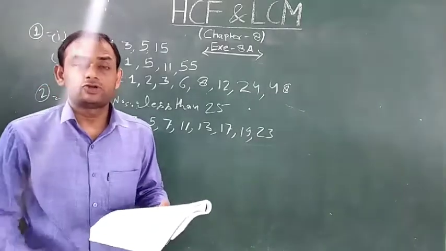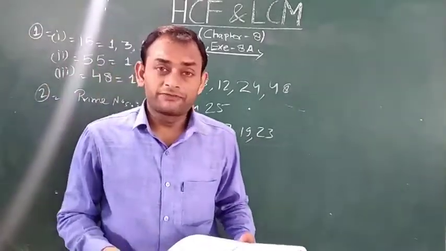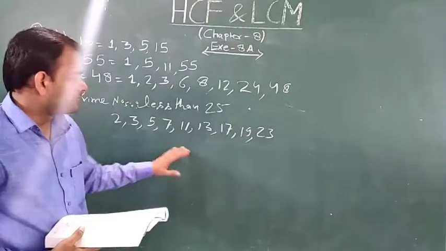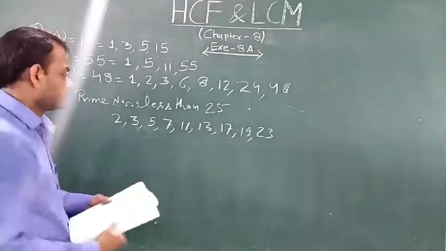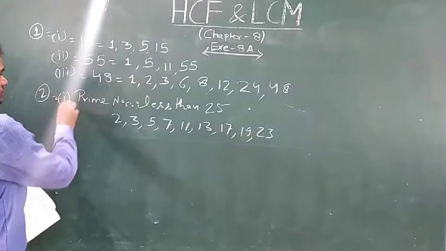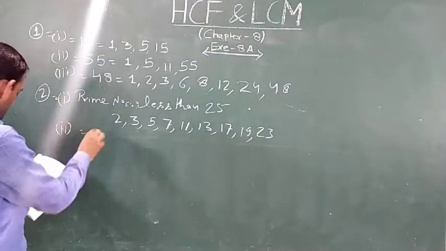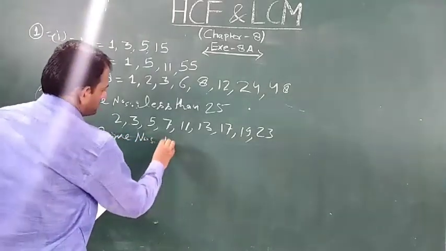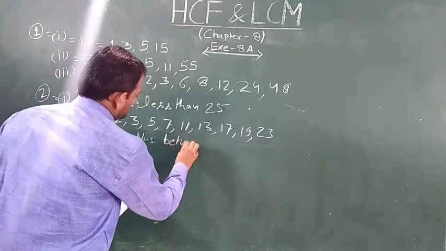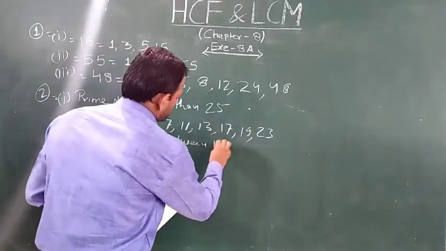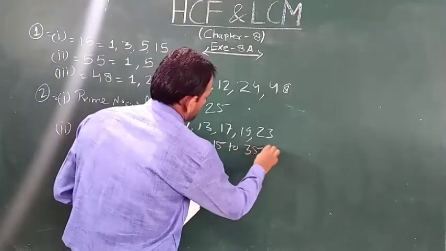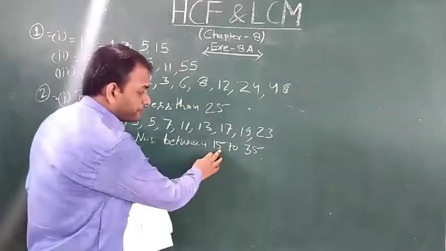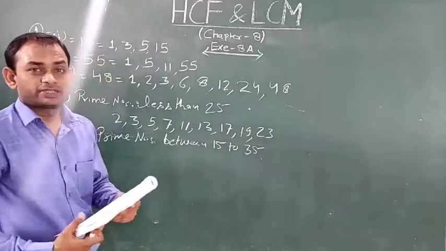And now the second question is saying that we have to write the prime numbers between 15 and 35. It is very easy. It means all those prime numbers which lie between 15 and 35 we have to write. Okay. That is the first part of this. And second, prime numbers between 15 and 35. Okay. So between, we will not take 15 or 35 because it is saying between.